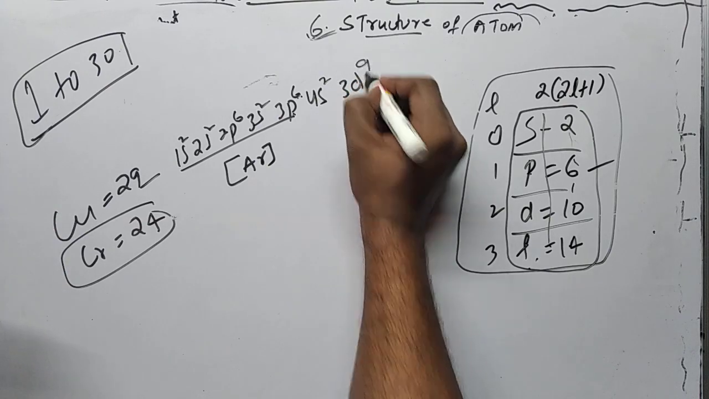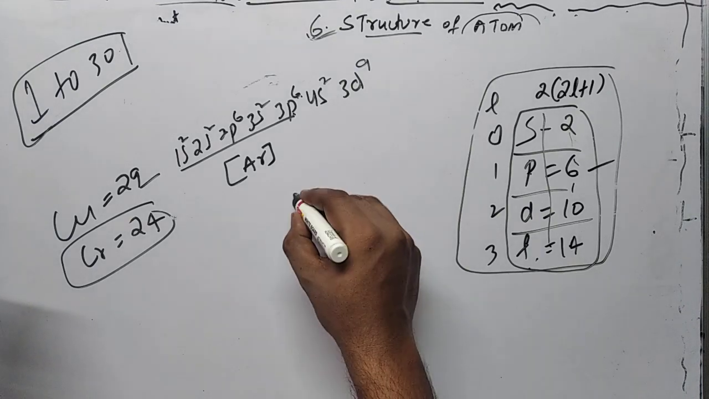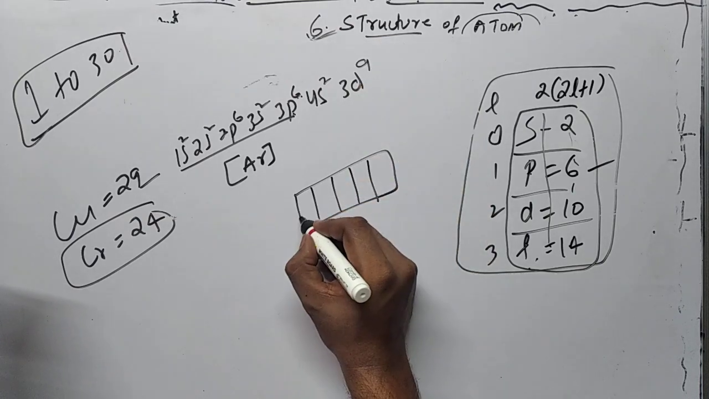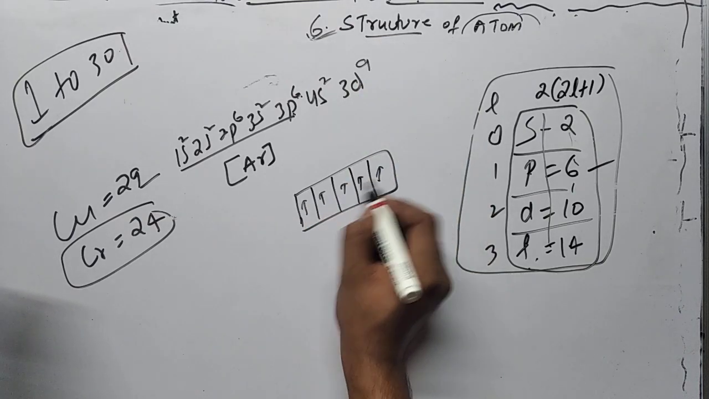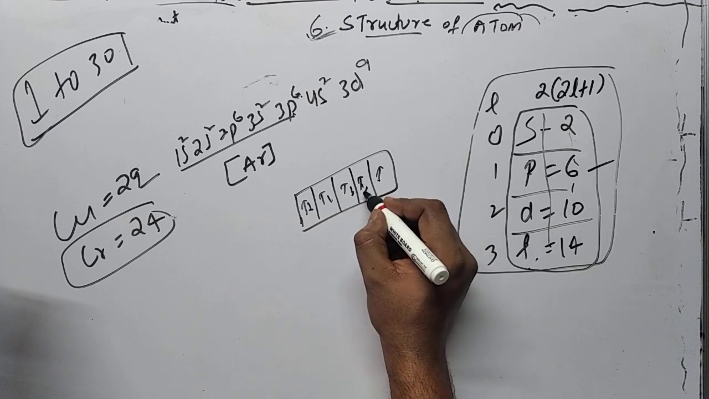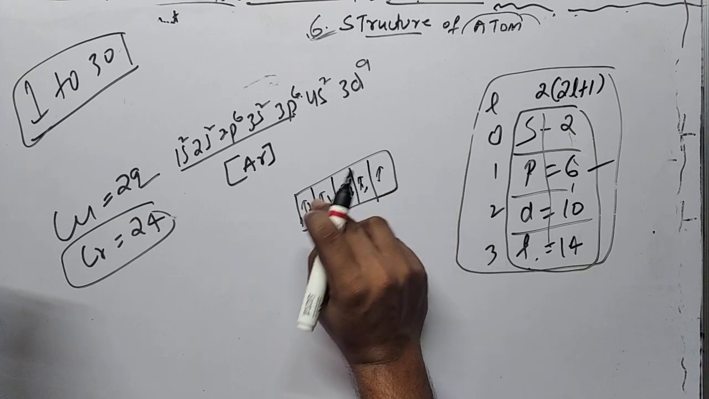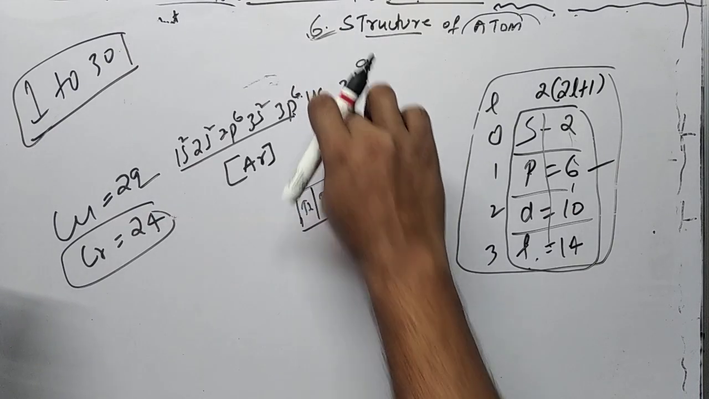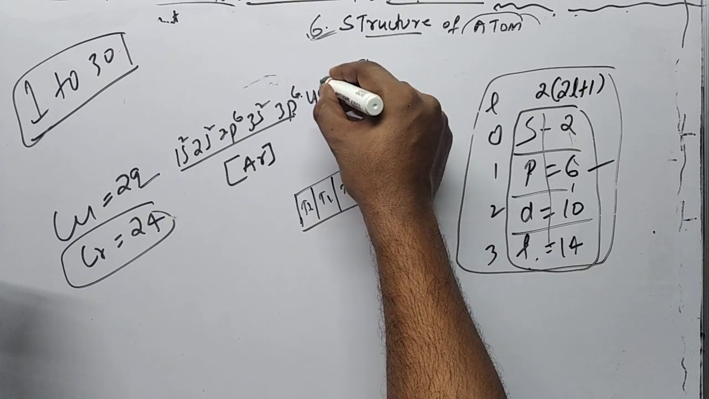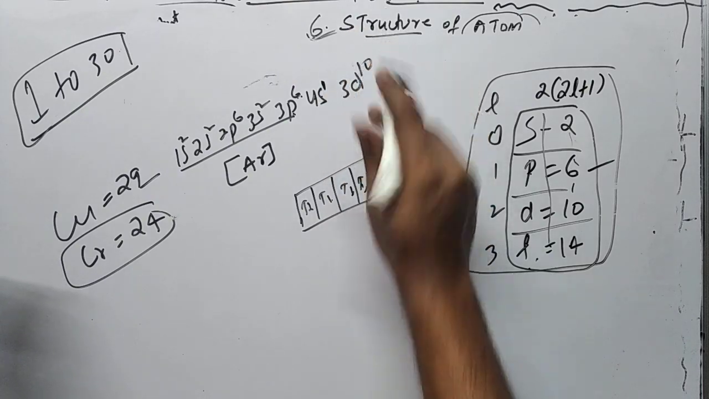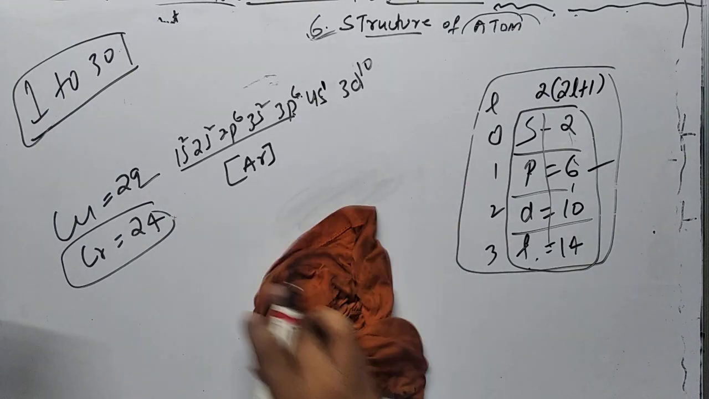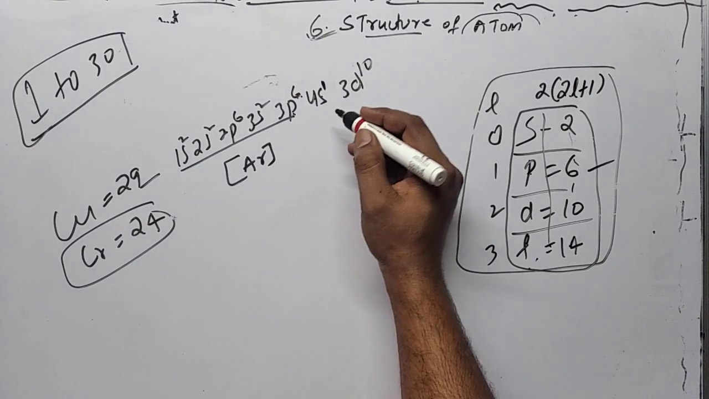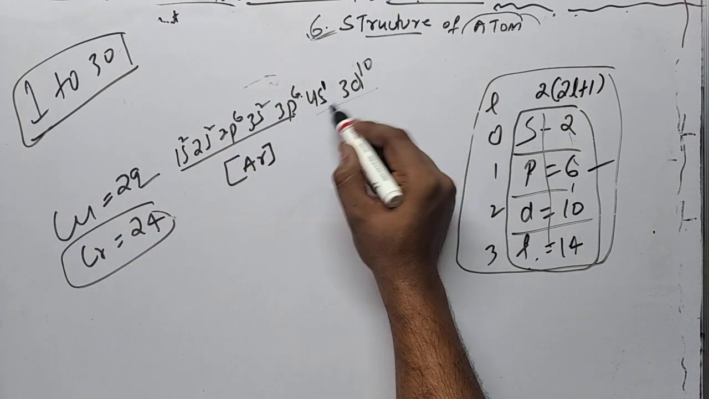But as we know, if the last subshell is d, the d subshell has 5 orbitals, so 1, 2, 3, 4, 5 orbitals that can hold 10 electrons. We know that if all the orbitals are fully filled, then it is considered more stable. So you may have seen that they write 4s1, and here they write 3d10. When the d orbitals are fully filled, it is considered stable, and to make copper stable they write this 4s1 3d10.